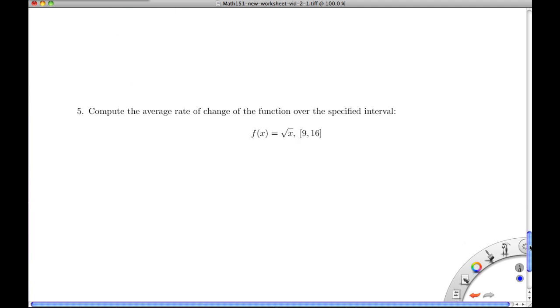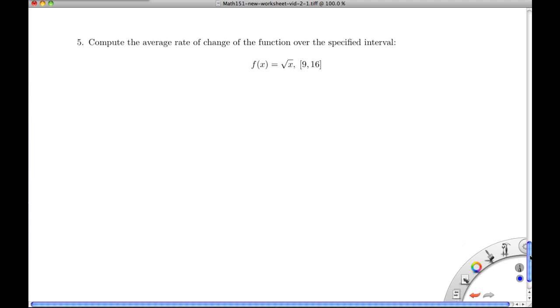Now if we move on to the last question, we're asked to compute the average rate of change of a function over this specified interval. Now one thing to consider, and I'm going to abbreviate average rate of change as just ARC, just to save digital ink here. So in general, average rate of change, we can think of this as slope, and we define it as such.